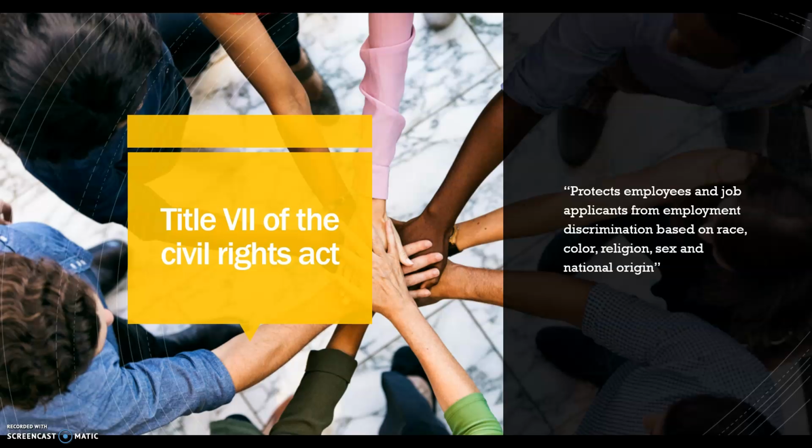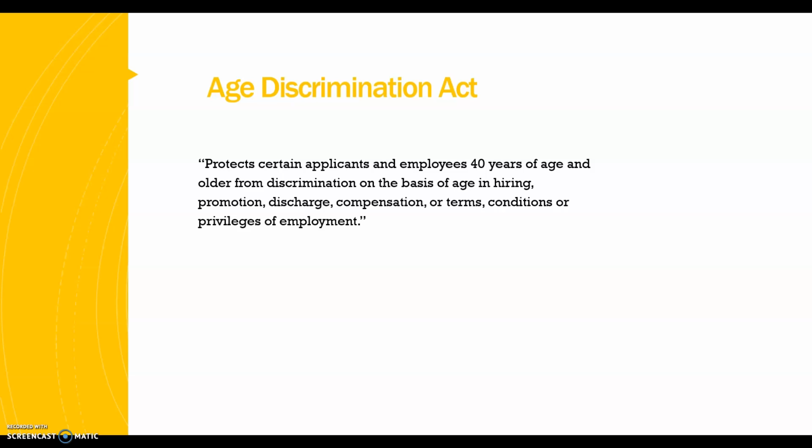Title VII of the Civil Rights Act says that employees and job applicants can't be discriminated against based on race, color, religion, sex, and national origin. This is a big one. The Age Discrimination Act protects employees who are 40 years of age and older from discrimination on the basis of age in hiring, promoting, discharge, or compensation. So you have to be very careful for letting somebody go who's over the age of 40 to make sure that we aren't discriminating against people who are over 40. Basically, we can't discriminate on age.